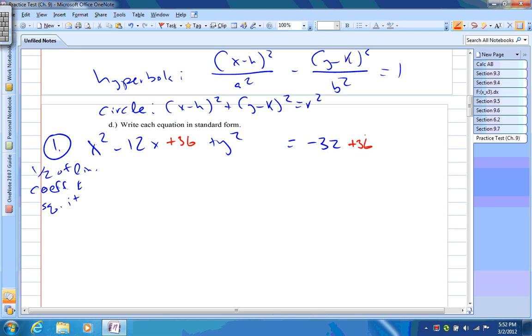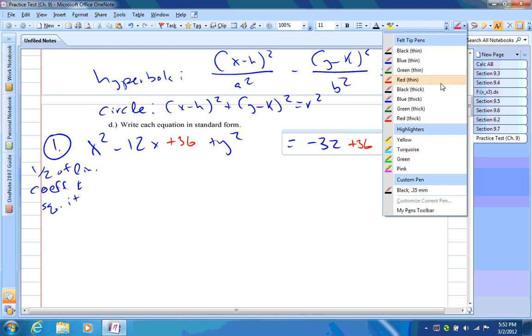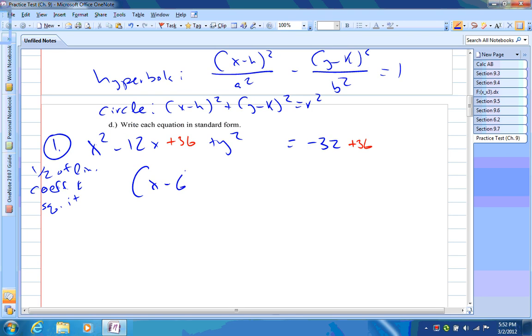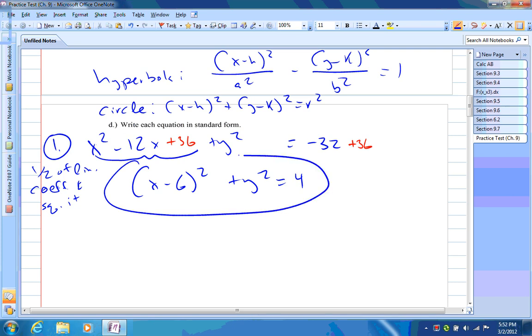And y squared is just y squared. There's really no reason to complete the square for that one, since there's no linear term for y. So I can just keep going. That's x minus 6 squared plus y squared equals 4. Then divide both sides by 4. So you have x minus 6 squared plus y squared over 4. That's it. That's your circle. Because it's not an ellipse, we can leave it like that.